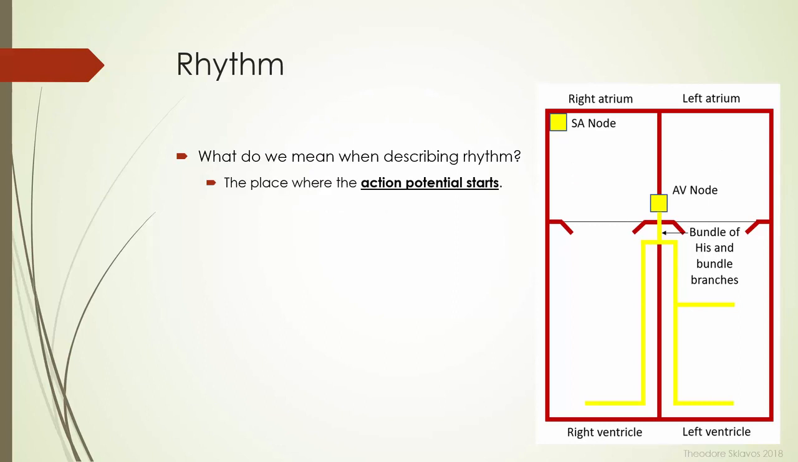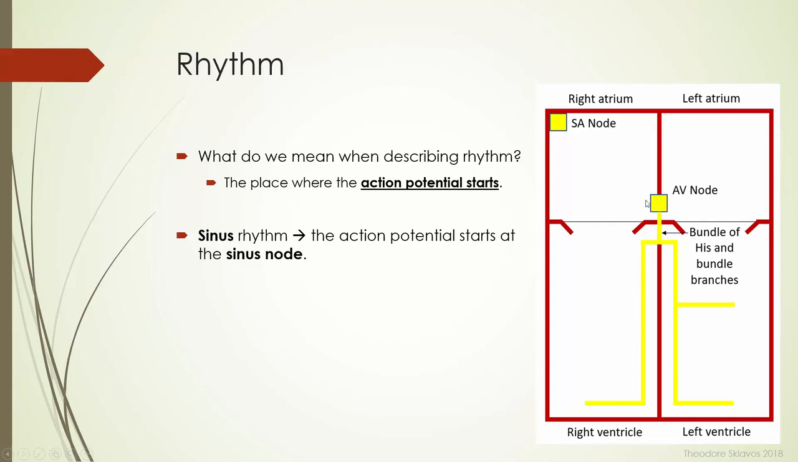Okay, so in sinus rhythm, that means the action potential started at the sinus node. So looking at this diagram here, atria on top, ventricles on the bottom, sinus node, AV node, bundle of His, bundle branches. Now, if this is sinus rhythm, it means the action potential started here, it then spreads out and activates the entire heart, and then the whole heart beats in rhythm with the sinus node, because that's where the action potential started.